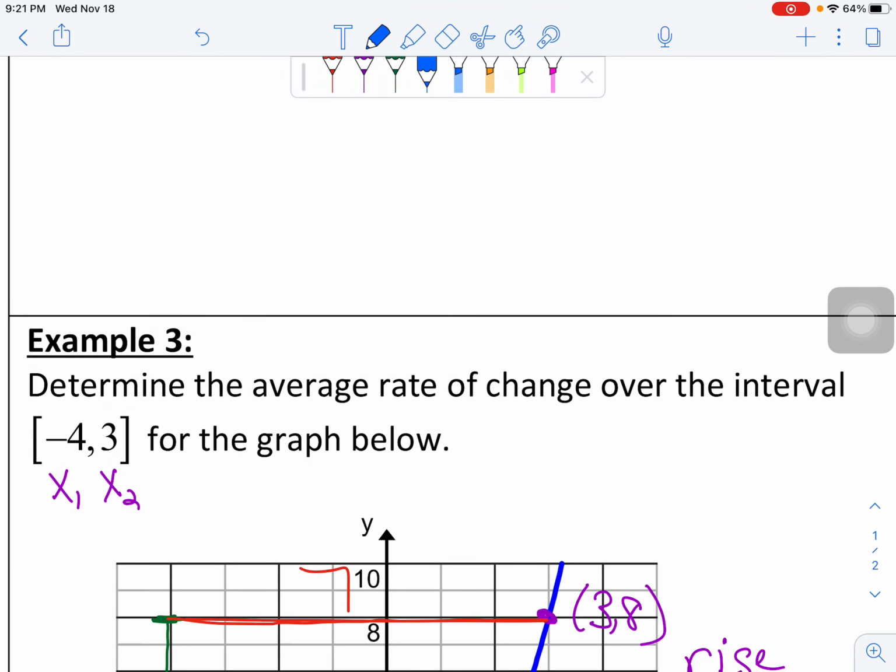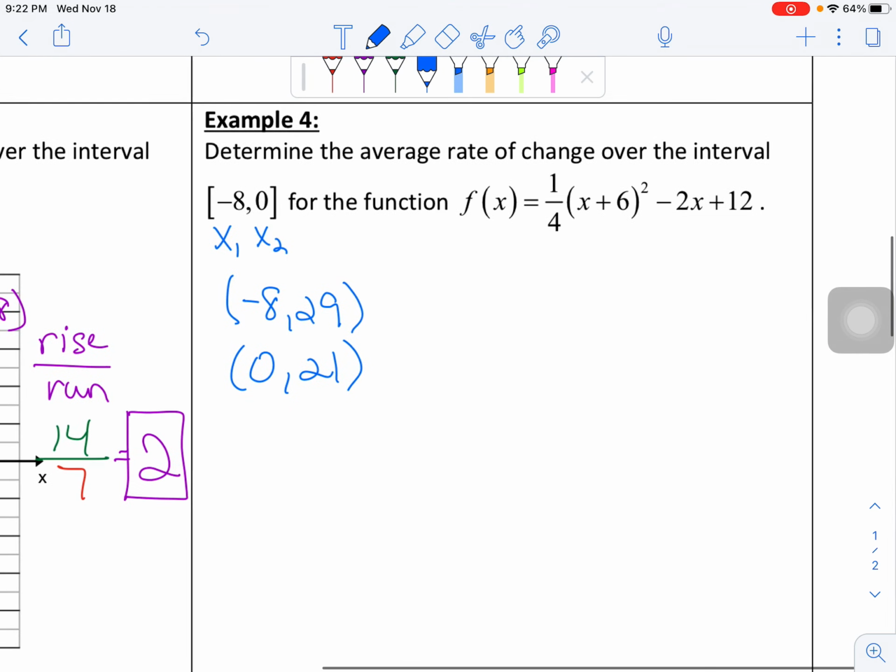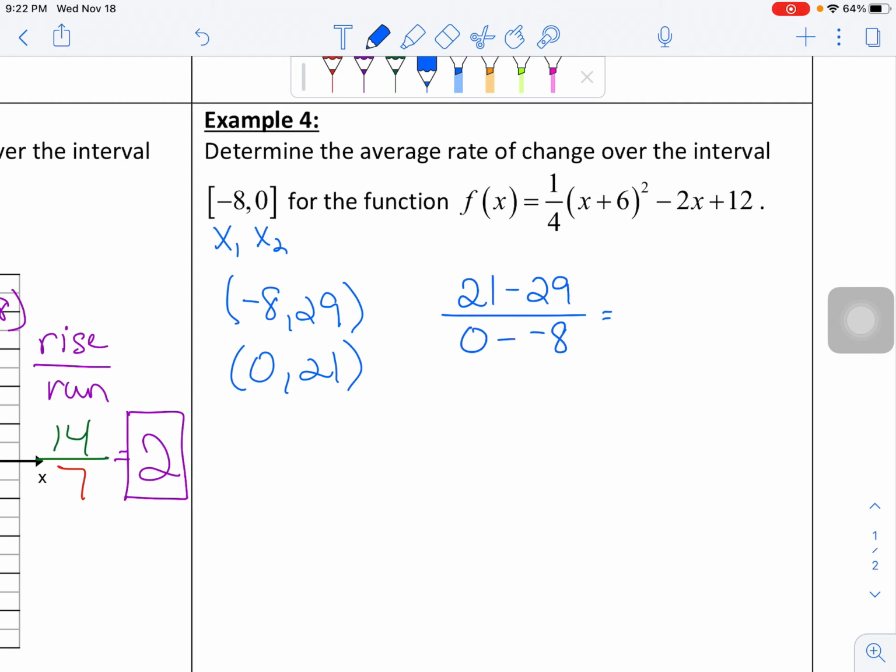And so using this, I'm going to go ahead and close that out. Let me find my information here. There it goes. And now that I have this information, I can go ahead and use the slope formula. Okay, so take my second y value minus my first y value over my second x value minus my first x value. So 21 minus 29 is going to be -8, and 0 minus -8 is really just 0 plus 8, so that's 8. So that's going to equal -1.